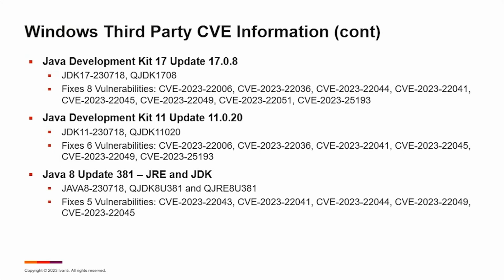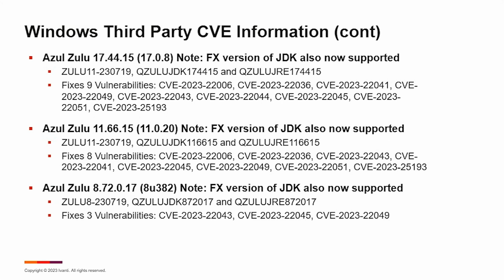Java, as I mentioned, last month they released their quarterly update, and the JDK was updated to resolve 8 vulnerabilities in the 17 branch. In the 11 branch, they resolved 6. And in the Java 8 branch, they resolved 5 vulnerabilities. From there, you've got all the different frameworks that utilize Java on there. So Azure Zulu, you can see the different branches there that were updated accordingly.